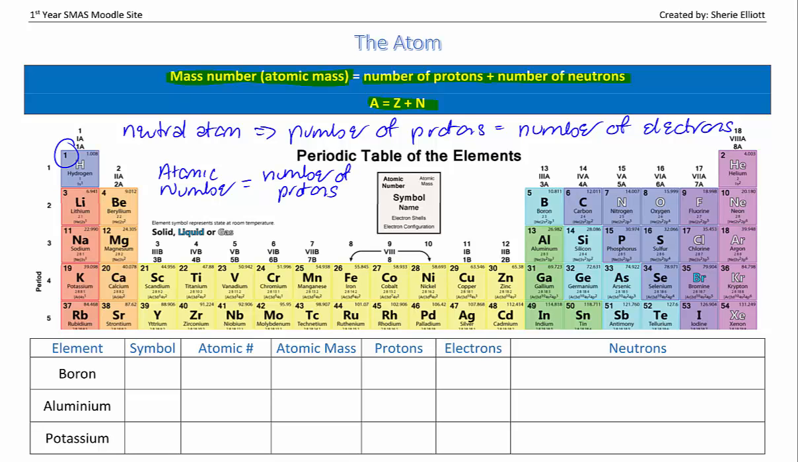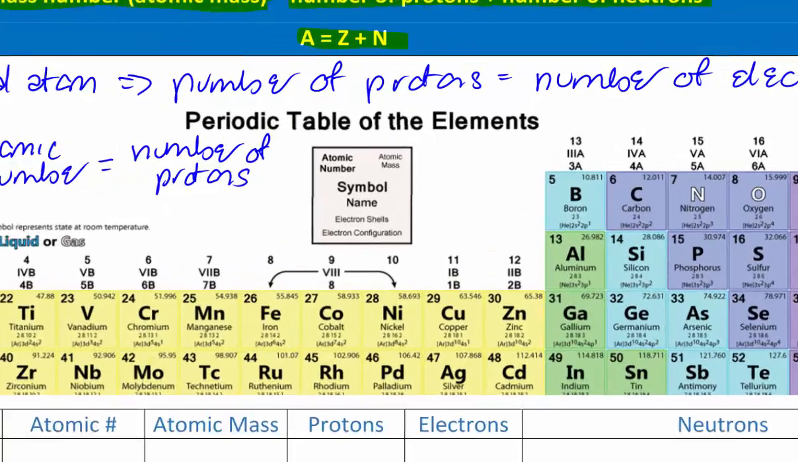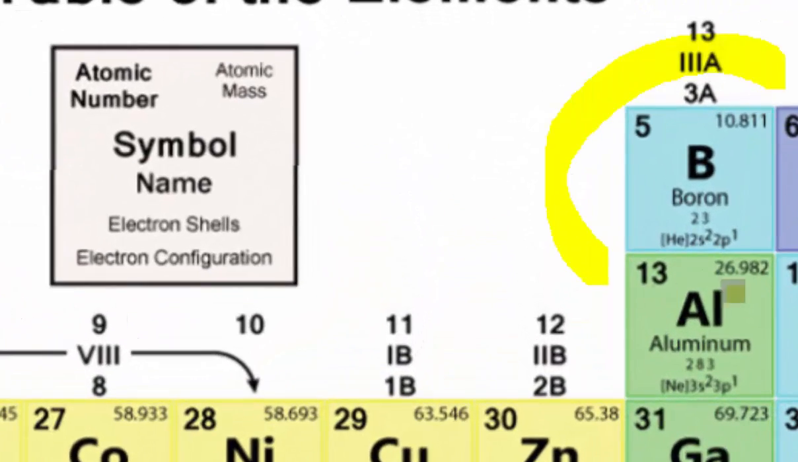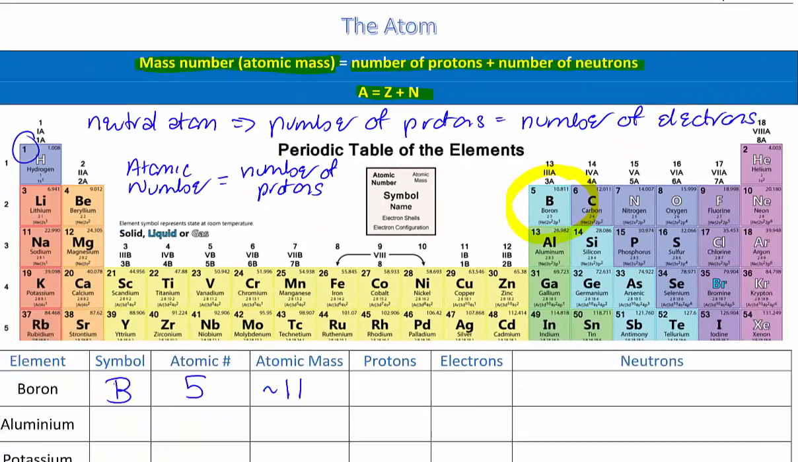Okay, so we've got a small excerpt of a periodic table here. Let's complete the table at the bottom. So firstly, we're looking for boron, and boron is over here. So the chemical symbol for boron is B. The atomic number is in that top left-hand corner, so that is 5. The atomic mass is 10.811, so that rounds up to approximately 11.